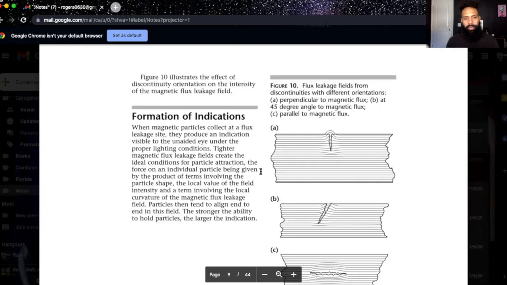Tighter magnetic flux leakage fields create the ideal conditions for particle attraction. The force on an individual particle being given by the product of terms involving the particle shape, the local value of the field intensity, and a term involving the local curvature of the magnetic flux leakage field. Particles then tend to align end to end in this field. The stronger the ability to hold the particles, the larger the indication.